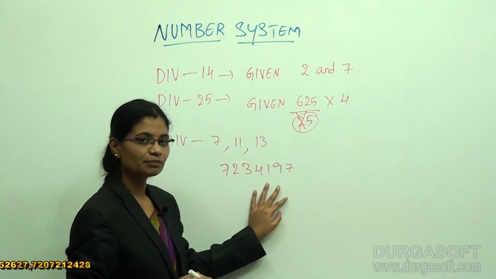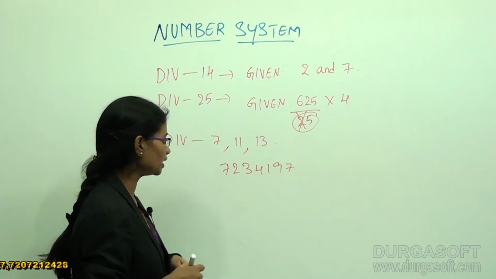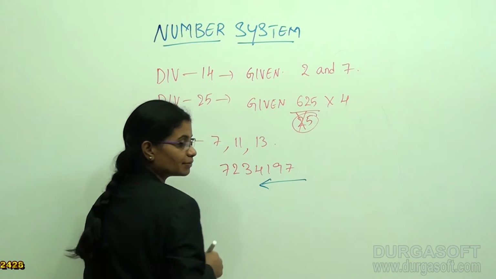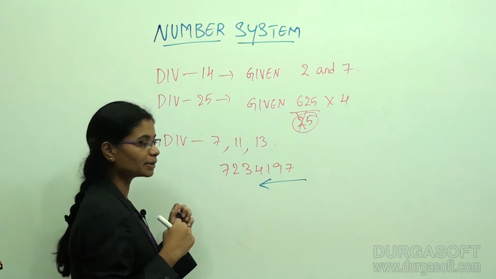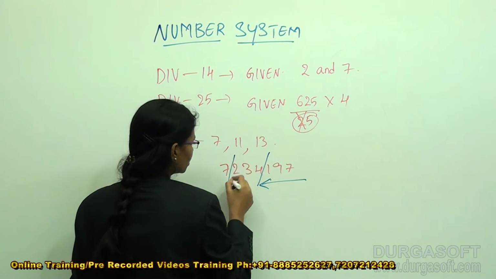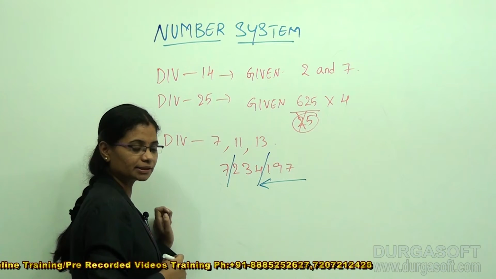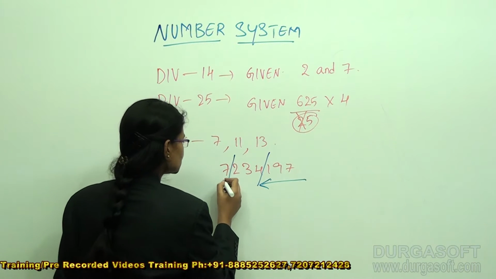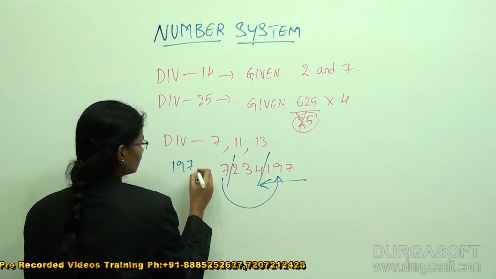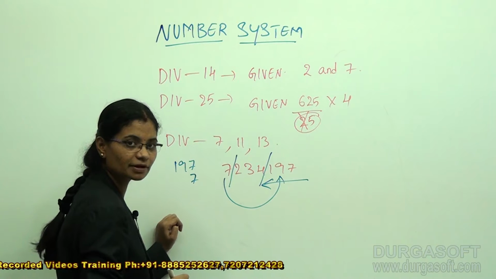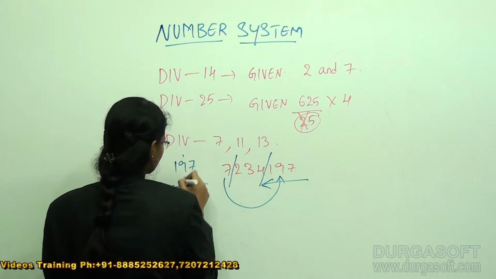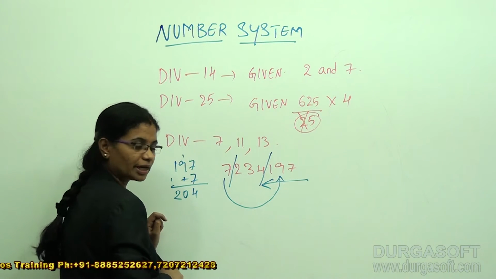I want to check whether this number is divisible by 7, 11 or 13. For that, start from the right hand side and divide this number into 3-digit compartments. Like this, 197 is one compartment, 234 is another, and 7 is another. Now just take the alternative numbers, in the sense 197 and this 7. Add these alternative numbers: 7 plus 197 is 204, right?